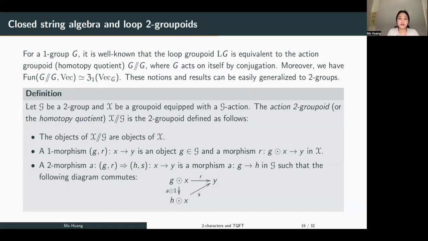Let G be a 2-group and X be a groupoid equipped with a G action. The action 2-groupoid, or homotopy quotient, is the 2-groupoid defined as follows. Its objects are objects of X, and a 1-morphism is a pair, where the first component is an object g in this 2-group, and the second component is a morphism in X. And a 2-morphism between these pairs is a morphism in the 2-group G, such that the following diagrams commute.